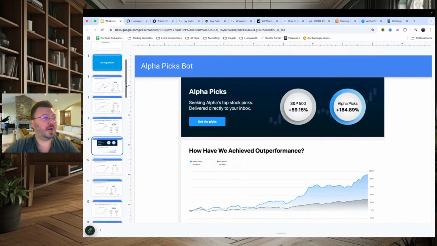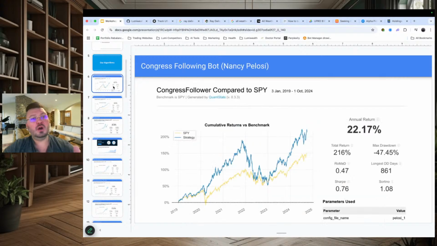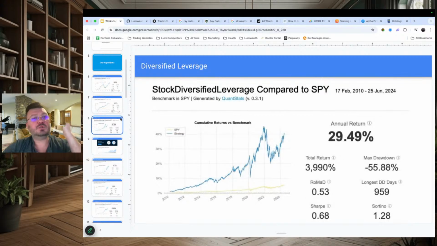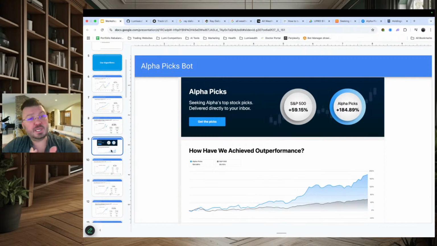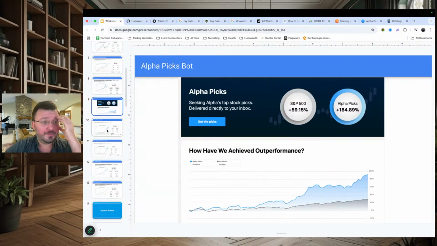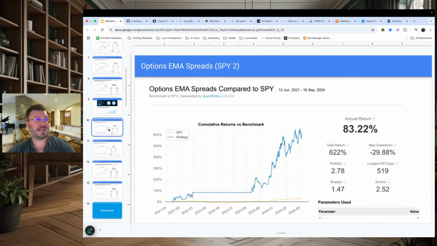All right, so I've shown you a couple bots so far. I've showed you our Congress following bot that followed Nancy Pelosi and Mark Green. I've showed you our diversified leverage bot, which is basically following Ray Dalio's advice and adding some leverage. I've showed you our Alpha Picks bot, which is basically a copy bot copying Alpha Picks. Let me show you a few more, okay? And then I'll show you exactly how to get these things running, okay? So here is our options EMA spreads bot, okay? So this is a bot.